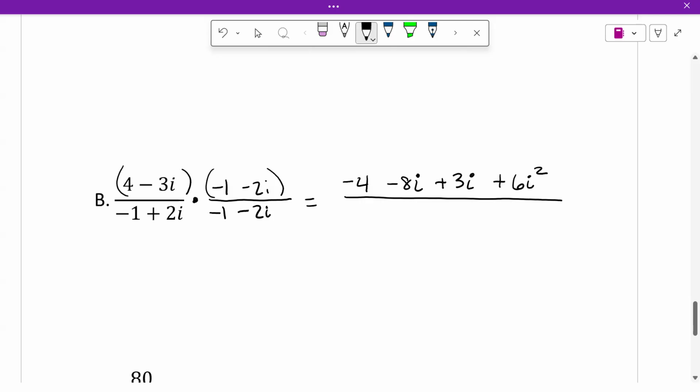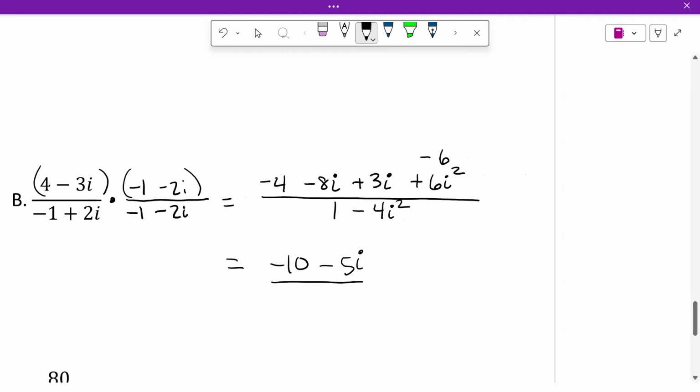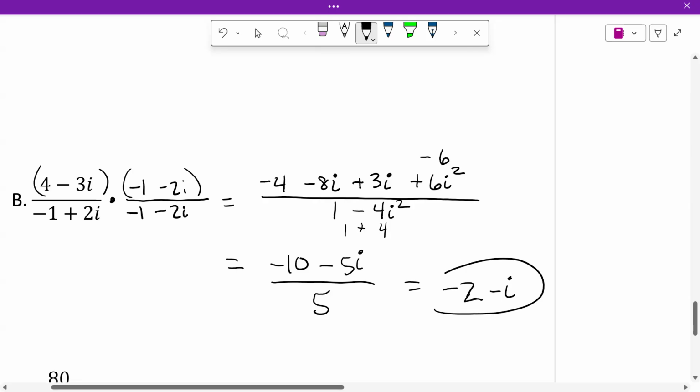Your denominator, they're conjugates. Negative 1 times negative 1, 1. Outers and inners are going to cancel because they're conjugates. 2I times negative 2I is negative 4I squared. Okay, so in my numerator, this 6I squared is really minus 6. So negative 4 minus 6 is a negative 10. Negative 8I plus 3I is negative 5I. And your denominator, negative 4I squared is really plus 4. So 1 plus 4 is 5. Again, this can reduce to be negative 2 minus I, because 5 goes into each.